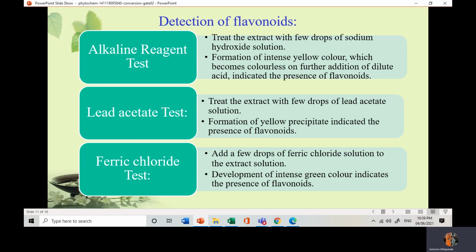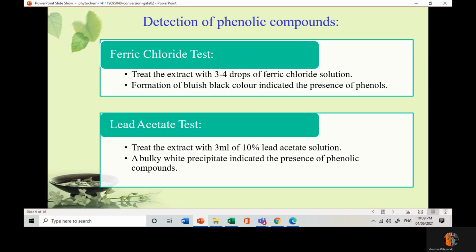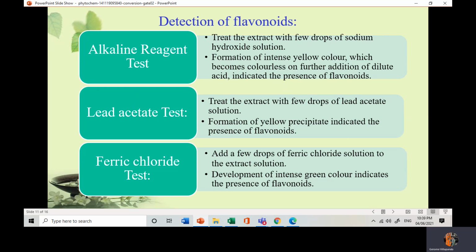Lead acetate test. It is not only for phenolic compounds, it can also be for flavonoids. Formation of yellow precipitate indicates the presence of flavonoids.